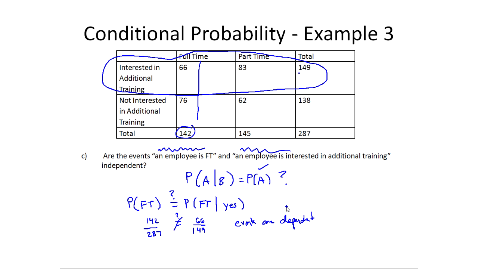So again, conditional probabilities, there is a formula you can use to find them, but a lot of times you don't actually need the formula when you have data set up like this. If you can just think about it logically and say, what group do I know about, and zoom in your probability to that.